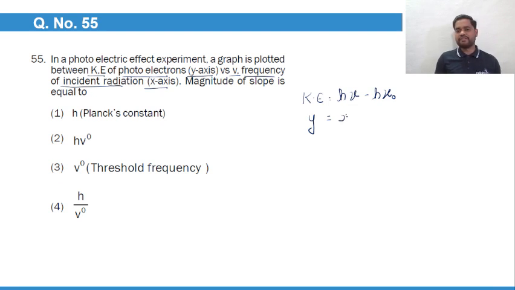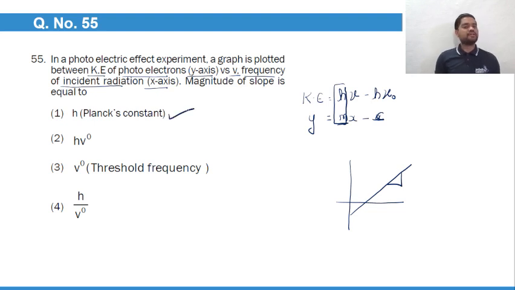So can I say it will be y is equal to mx minus c. That means it's a straight line with a negative intercept, something like this. But its slope will be what? Its slope will be h, that is Planck's constant. So the magnitude of the slope is equal to Planck's constant. So for question number 55, the right answer is the first option.